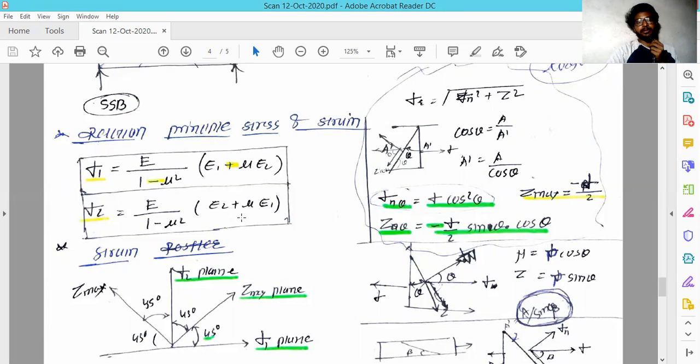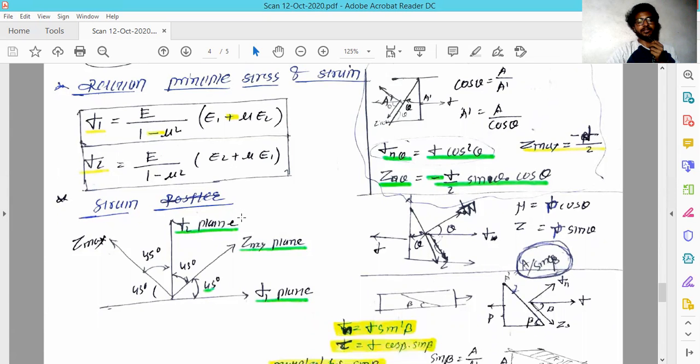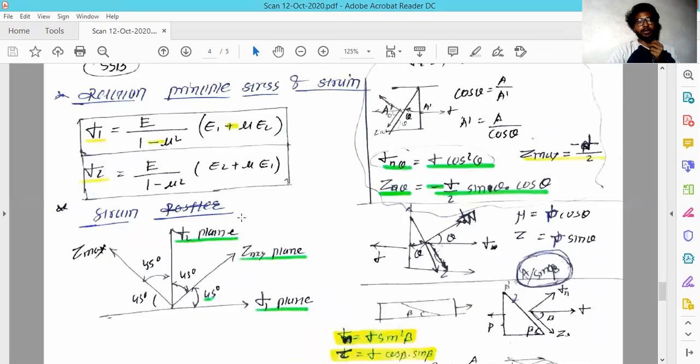If it is major minor principal stress, then the mu value will be applied to the major principal strain. So this is how these two relations are drawn out of these two relations, and this relation is quite helpful to find out the relation, and a simple kind of question might come on these two derivations.